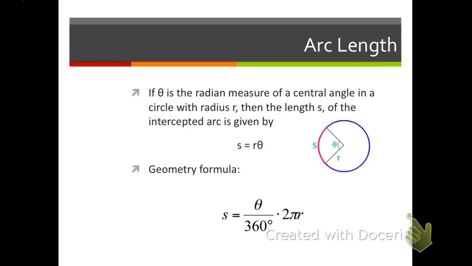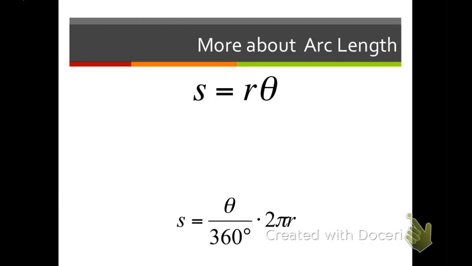So let me see if I can break this down so you understand why the formula is so simple with radians. All right, so if we have an angle in radian measure of a circle with a radius r, then the length s of the intercepted arc is given by s equals r theta. So then there's the geometry formula. Let me explain that a little bit more in depth here.